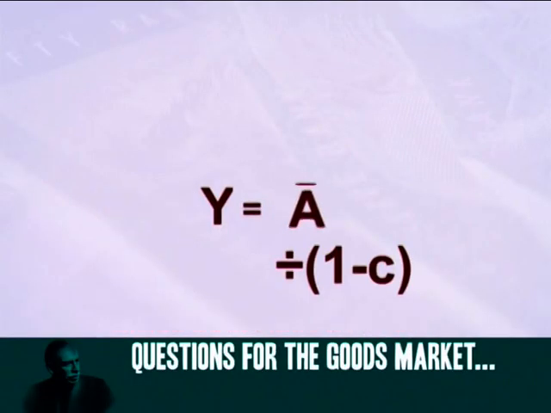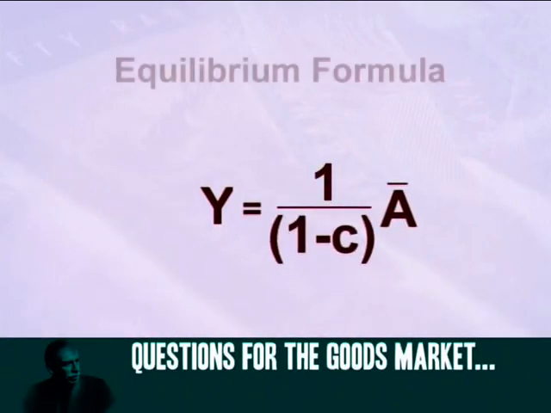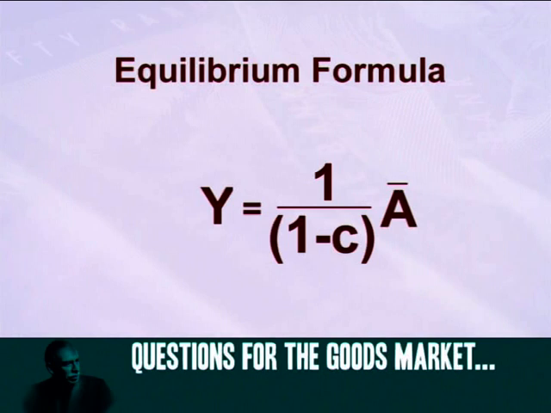And from this, our equilibrium formula is Y equals 1 over 1 minus c times A bar. And then we learned how to show this graphically.